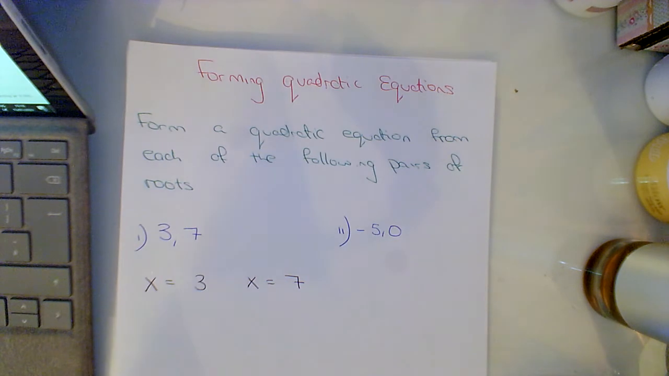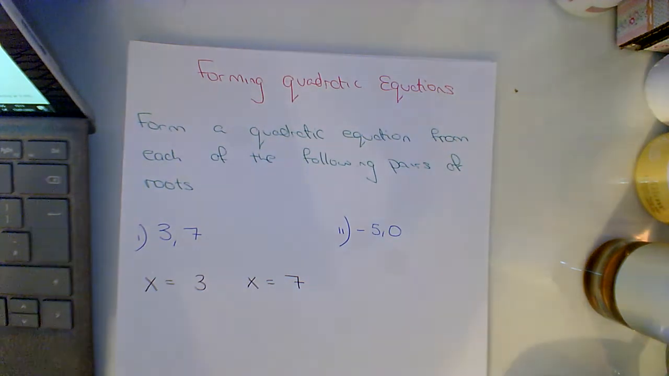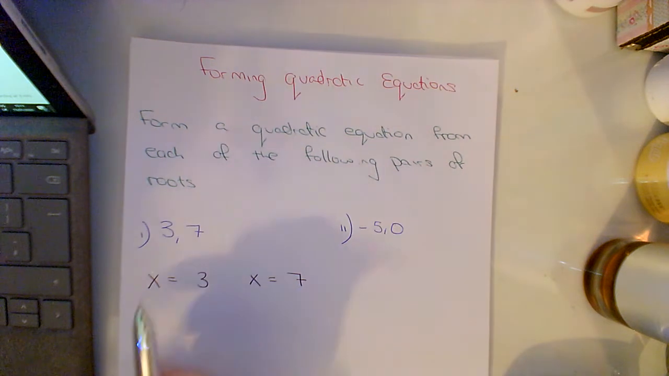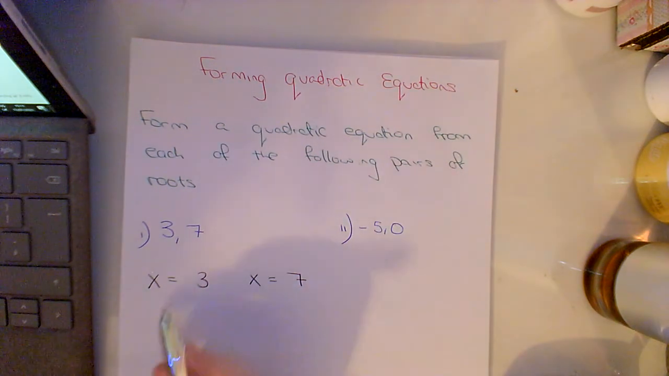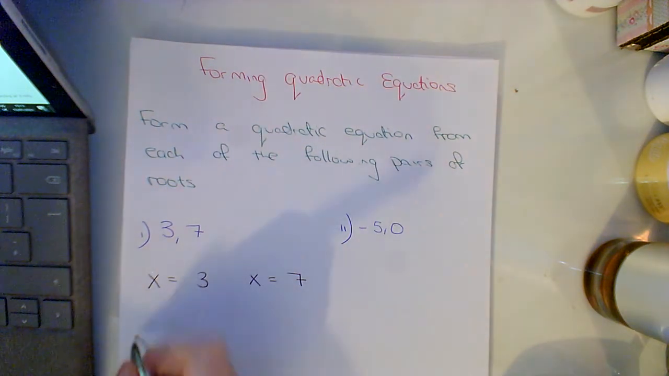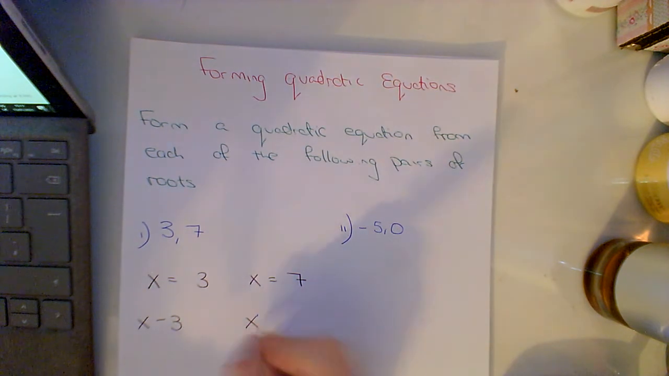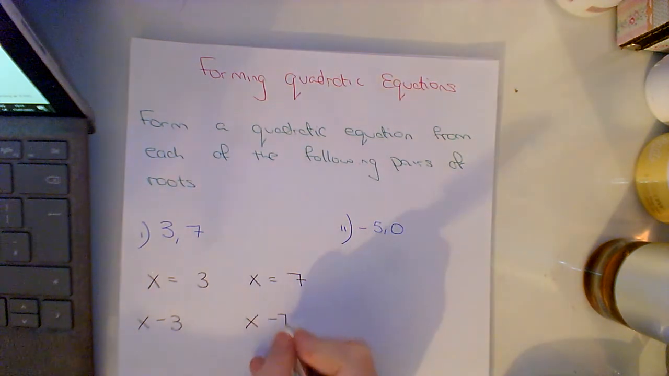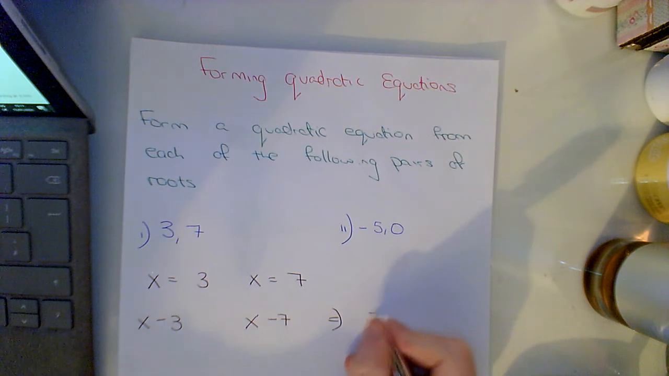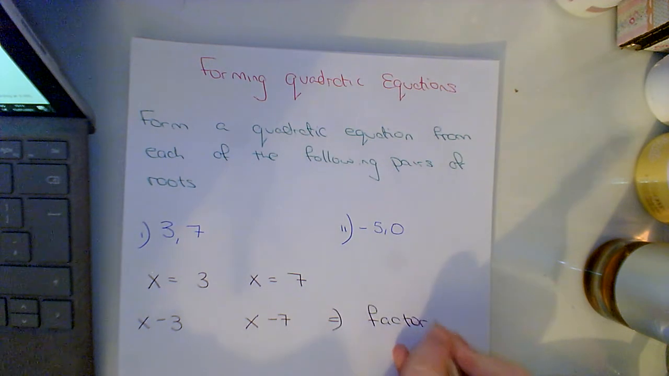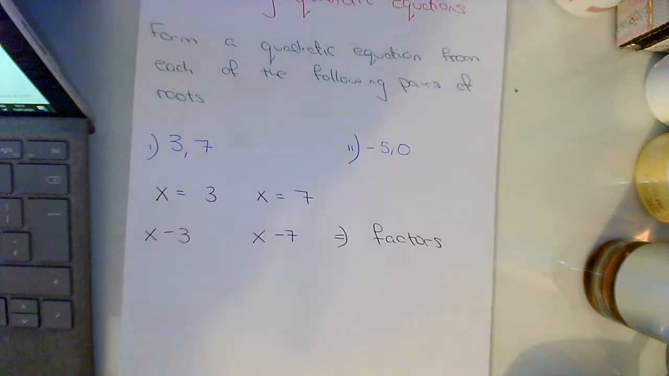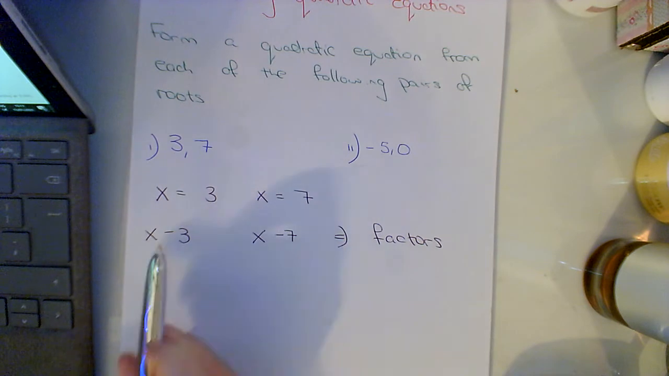So usually we start with our quadratic, and we were doing the minus b form the last few days with it. This time I'm actually working backwards. So I have x is equal to 3, x is equal to 7. Now I bring this over here, so I have x minus 3, and I have x, bring this over, minus 7. These are factors. To find my quadratic equation, I multiply my two factors together.